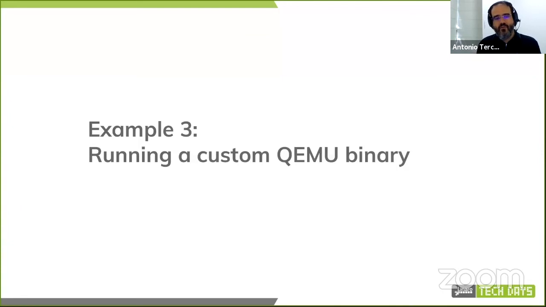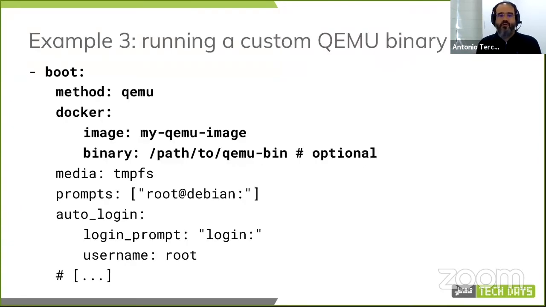And the third example is running a custom QEMU binary. It's very simple as well. You just use the regular QEMU boot method and you specify a Docker image. So if the Docker image runs the QEMU binary by default as the entry point, then you don't have to specify a binary. Or if the image just has the binary and you need to call it by hand, then you pass the path to the binary, and then Lava will start the VM with that QEMU binary inside the Docker image instead of whatever QEMU binary there is in the Lava machine.